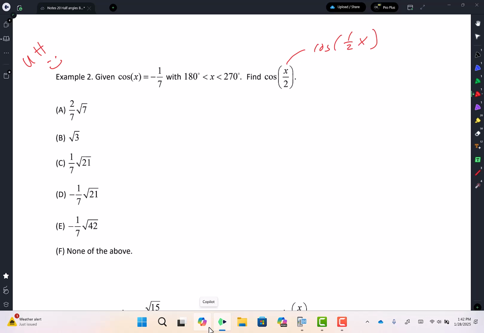I think they're all acute. So here we go. I'm going to write cosine half x, and I'm just writing my formula for what cosine of half x is. Plus minus square root 1/2 parenthesis 1 plus cosine x.